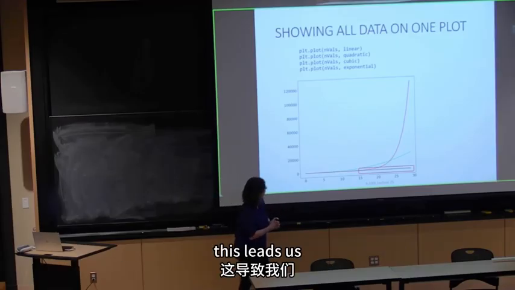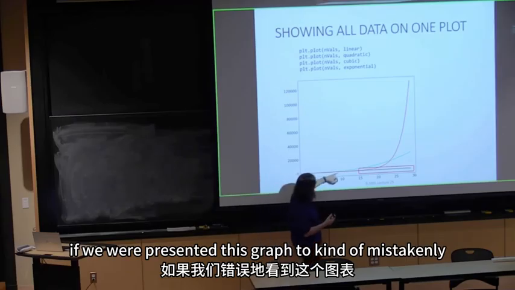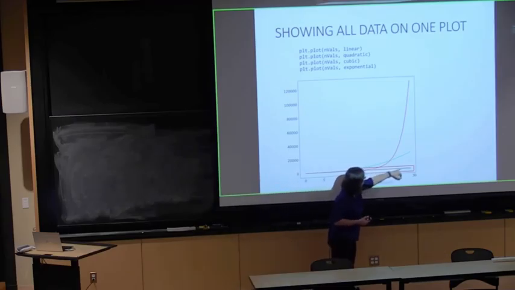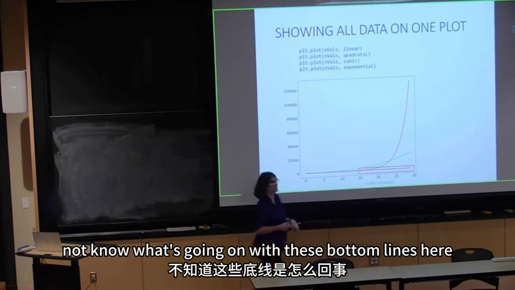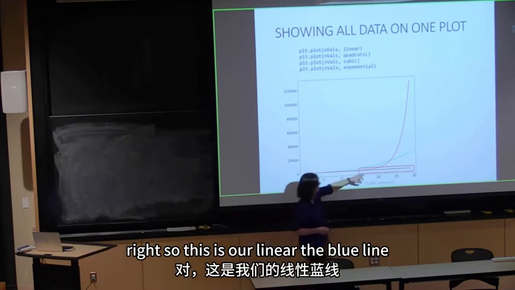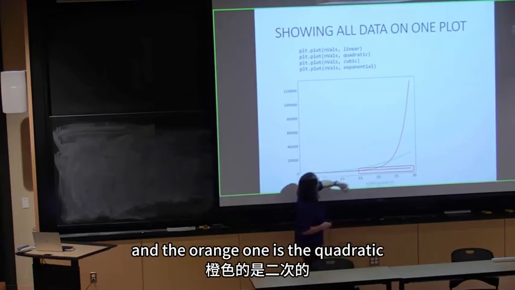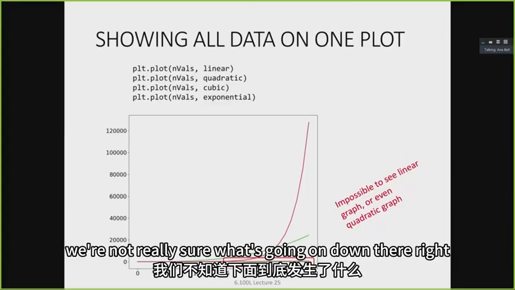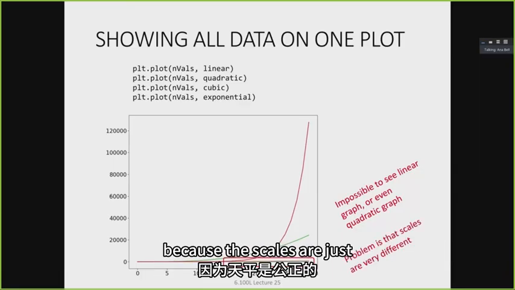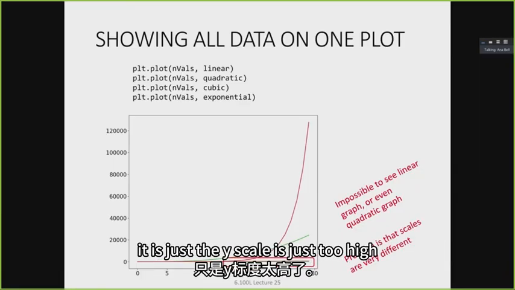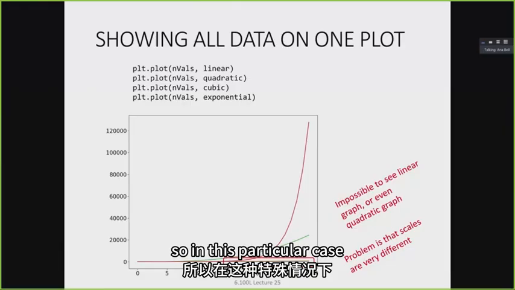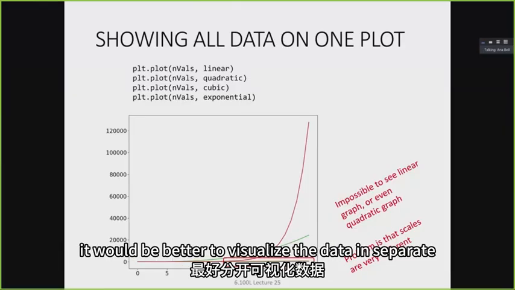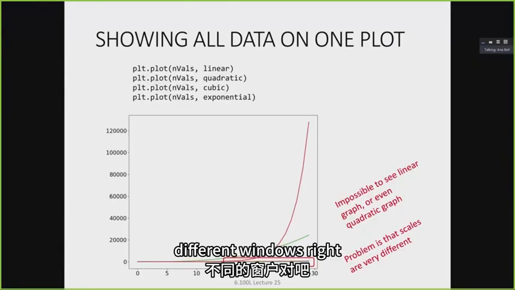But this leads us, if we were presented this graph, to kind of mistakenly not know what's going on with these bottom lines here, right? So this is our linear, the blue line, and the orange one is the quadratic. We're not really sure what's going on down there, right? Because the y scale is just too high. So in this particular case, it would be better to visualize the data in separate different windows, right?